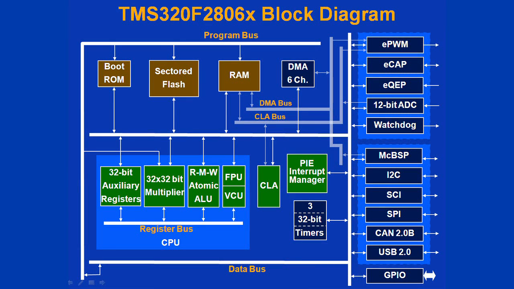The peripherals are grouped on the right side of the block diagram. The upper set is the control peripherals, which consists of the EPWM, eCapture, EQEP, ADC, and Watchdog. The lower set is the communication peripherals and consists of the multi-channel buffered serial port, I2C, SCI, SPI, CAN, and USB. The PIE block, or Peripheral Interrupt Expansion block, manages the interrupts from the peripherals. In the bottom right corner is the general purpose I/O. Also, the CPU has 3 32-bit general purpose timers available.